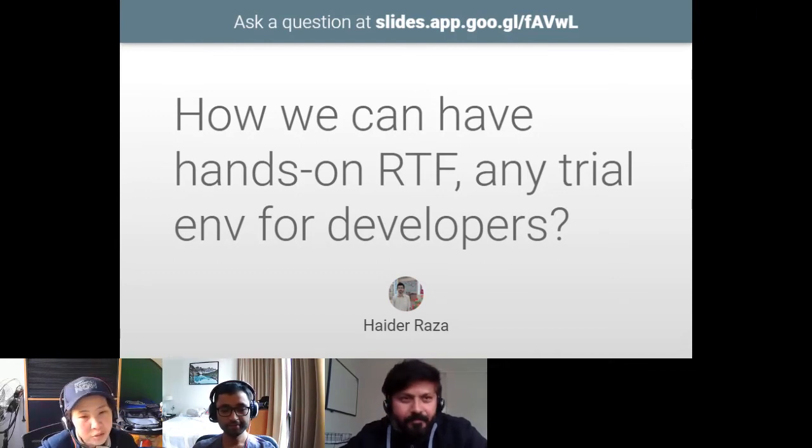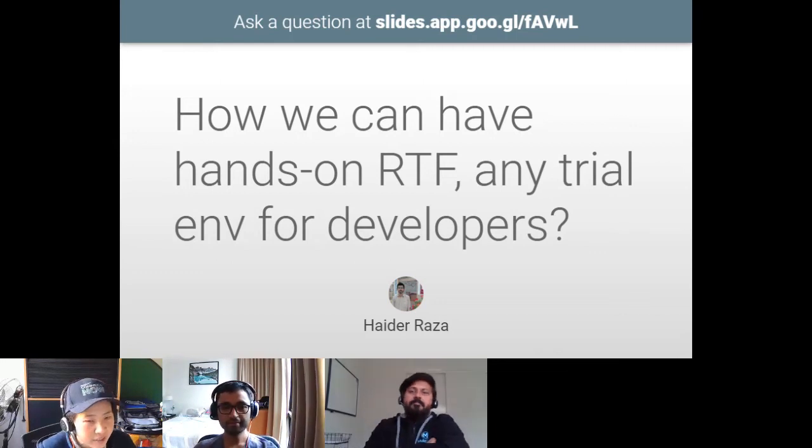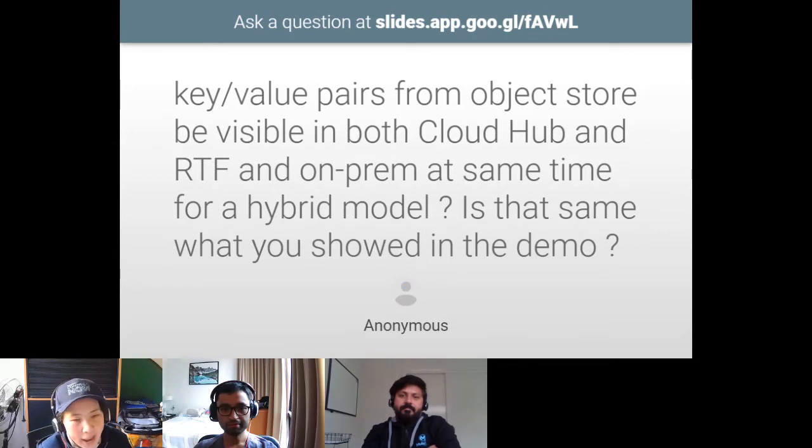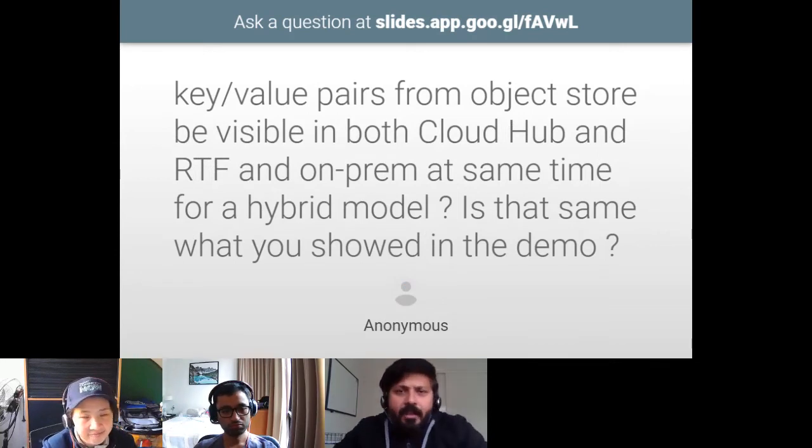I have enough time for one last question, Shefreen. Someone asked about the key value pair. Do you have any comment on this? Will key value pairs from object store be visible in both CloudHub and RTF and on-prem at the same time for a hybrid model? Is that the same as what you showed in the demo?